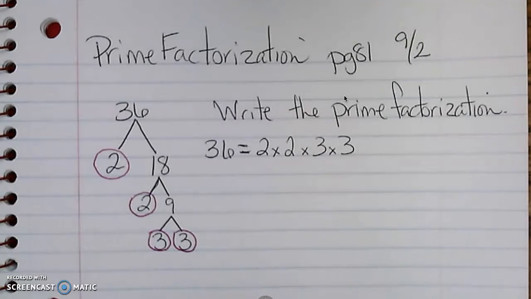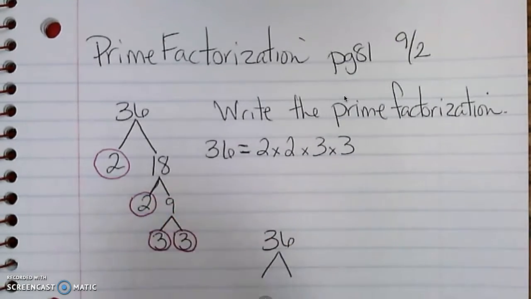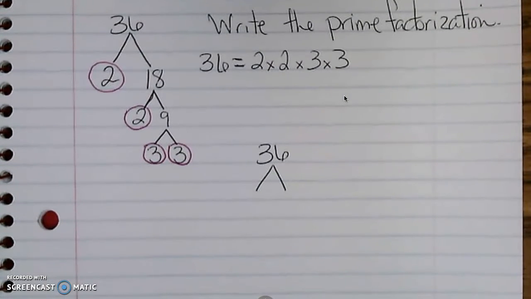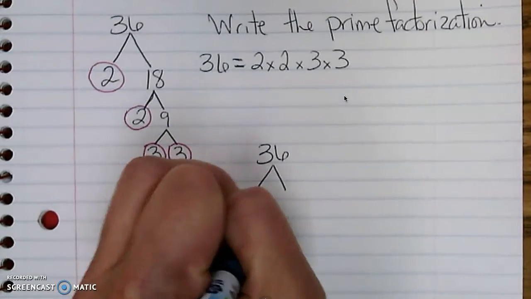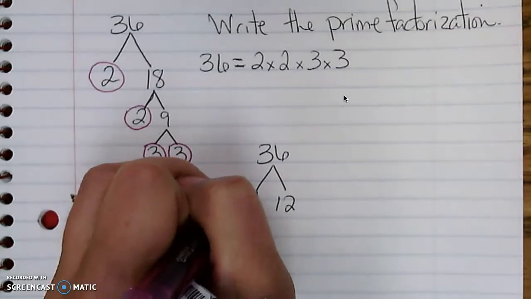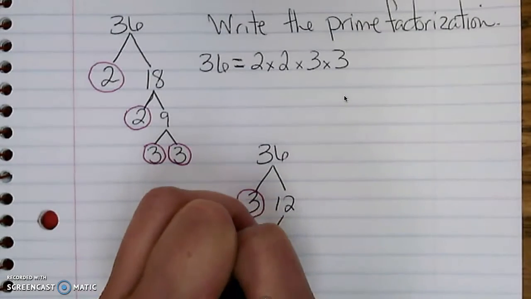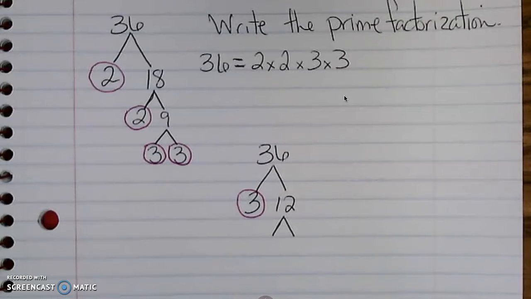So let's try 36 in another way. I can start with a different factor pair. It doesn't matter what factor pair I start with, I will get the same answer. So let's try it. Let's say that I can get 36 by doing 3 times 12. So 3 is a prime factor. I'm going to circle it. And then I'm going to look at 12. 12 is a composite number, so I will break it down even further by making some branches.